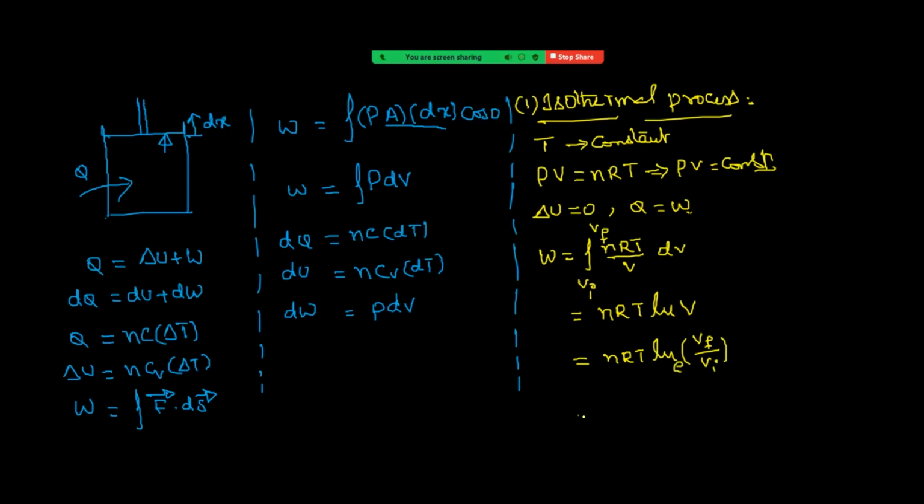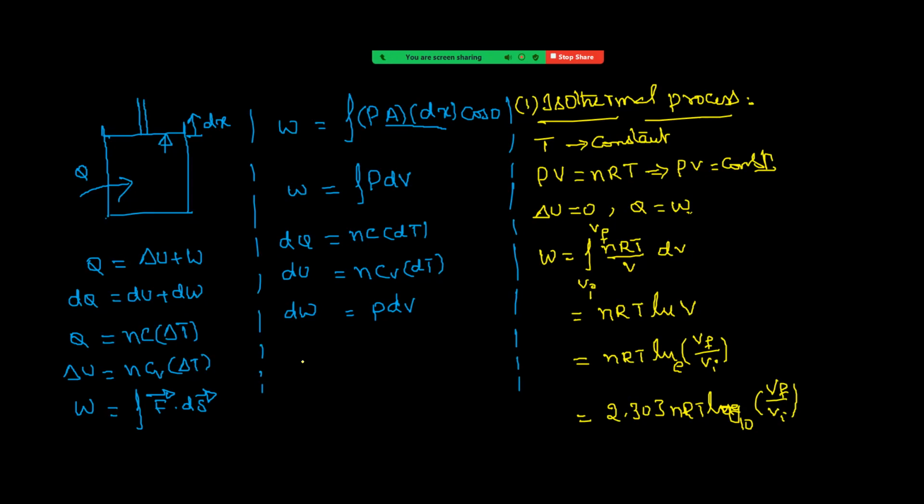Or if you want to convert into base 10, this is 2.303 nRT log to the base 10 of V final by V initial. So this is the expression for work done in an isothermal process.